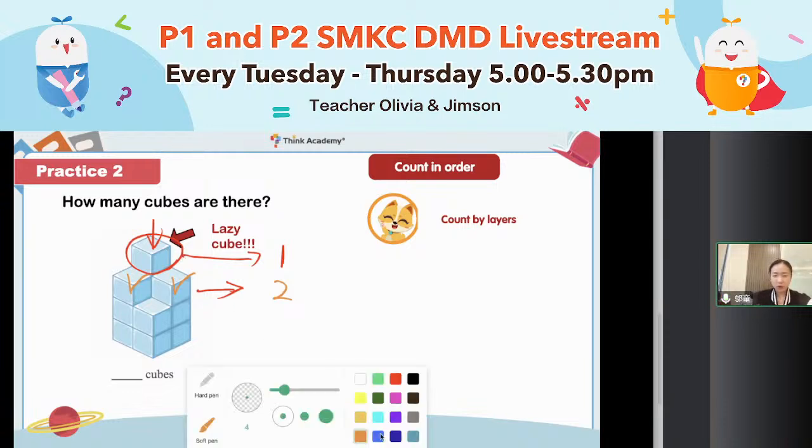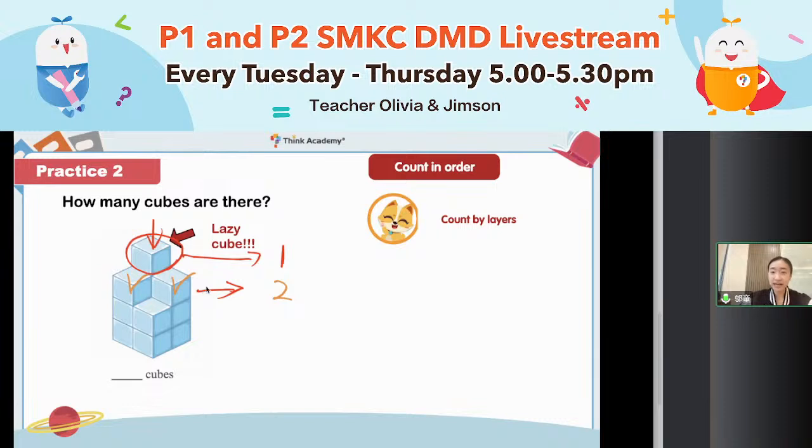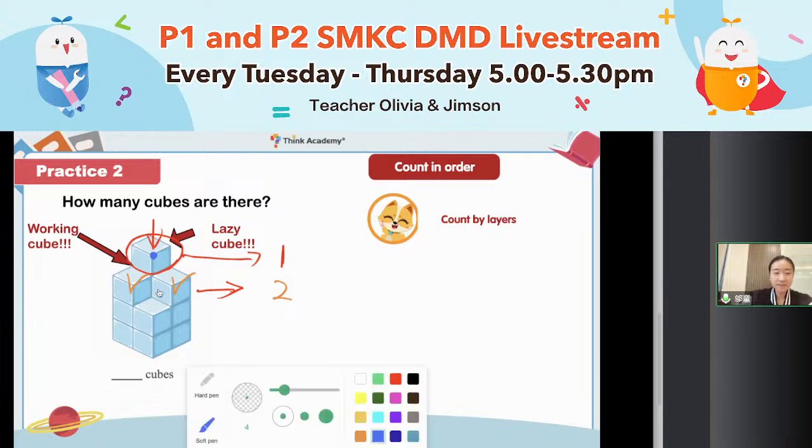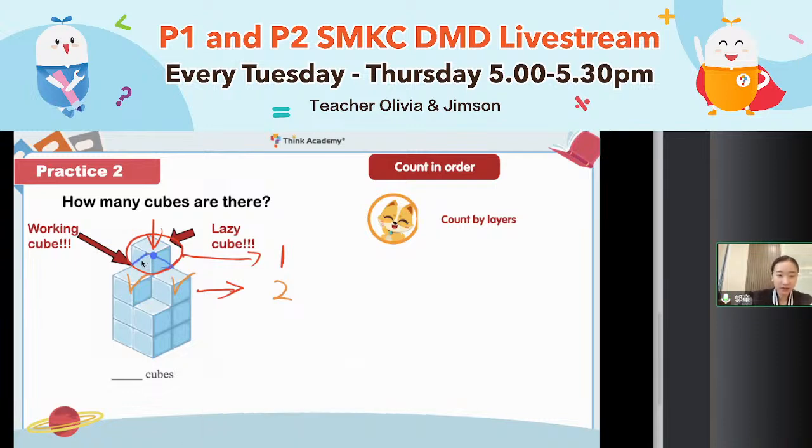Okay, do I finish all the counting on the second layer? Not yet, because the lazy cube on the top layer cannot be floating. It cannot fly by itself, right? That means somebody works here, okay? Yes, the one just below the lazy cube. For this guy, we call him working cube. Everyone, you see, there is a cube hidden just below the lazy cube. So this guy, we call him working cube.